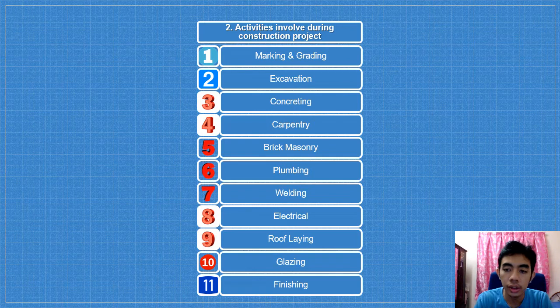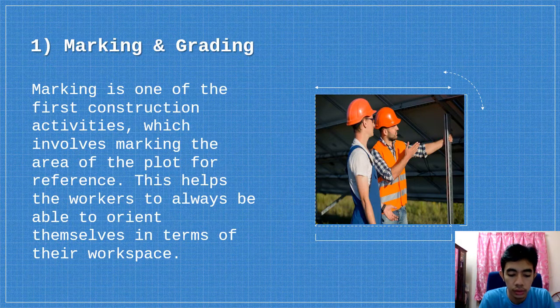The second criteria is about activities involved during construction projects. There are 11 different types of construction activities. One is marking and grading. Marking is one of the first construction activities, which involves marking the area of the plot for reference. This helps the workers to always be able to orient themselves in terms of their workspace. Grading helps to ensure that buildings are even, last long, and maintain maximum support.